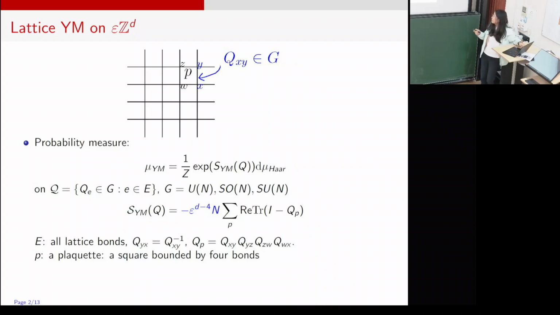We study the large N limit of this Yang-Mills model, and compared to the usual spin systems, the index for this model is now given by this bond xy.